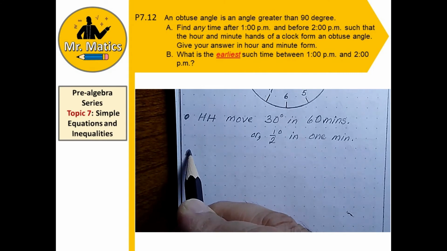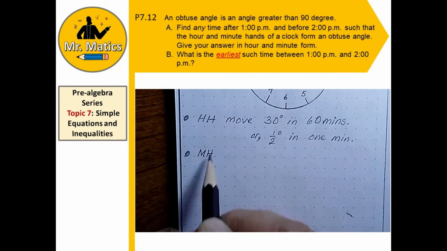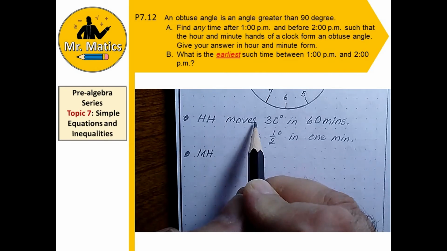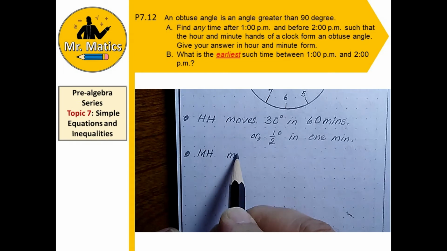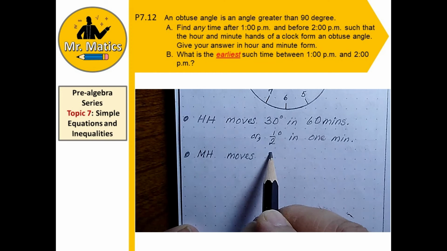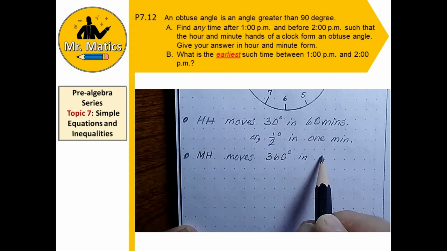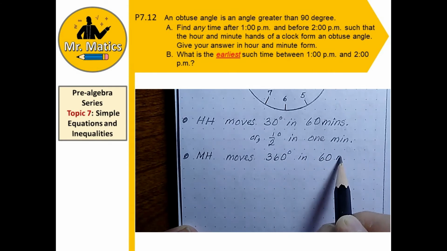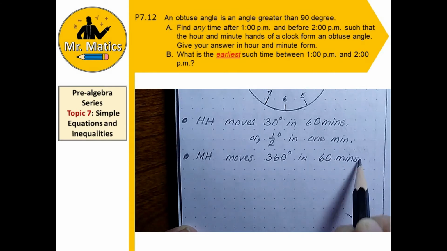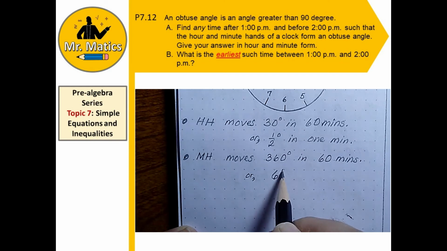As for the minute hand, it moves 360 degrees in 60 minutes. Or 360 divided by 60 is 6 degrees. So 6 degrees in 1 minute.